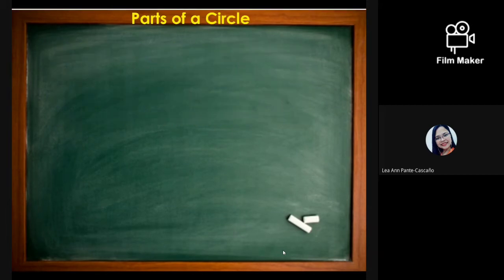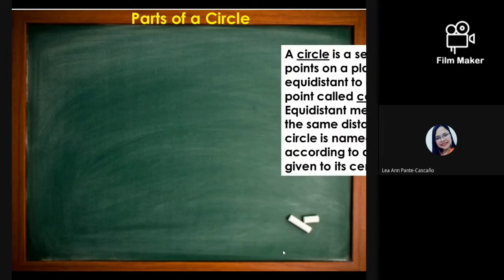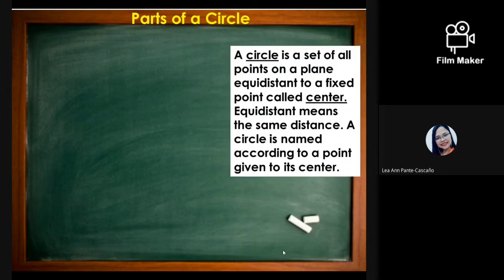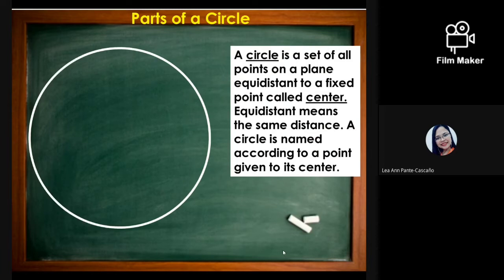Let's have the first part of a circle. Let's define a circle. A circle is a set of all points on a plane equidistant to a fixed point called the center. Equidistance means the same distance. A circle is named according to the point given to its center. So let's have this figure. You have now a circle, and that fixed point in the middle is what we call the center of the circle. And the distance from the center to any point on the circle is the same.